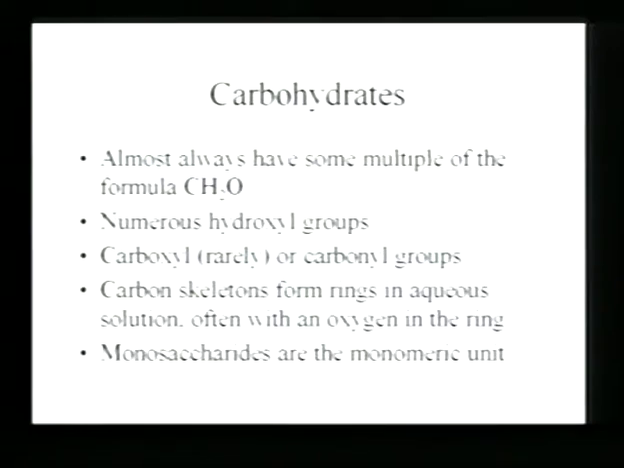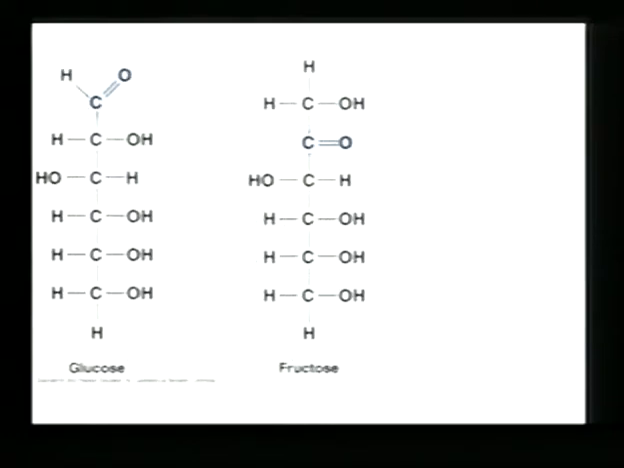These simple sugars are called monosaccharides. That's the monomeric unit that's assembled to form the polymer. Here's a couple of examples, glucose and fructose. Notice the functional groups. Lots of hydroxyls on these things. Every carbon just about has a hydroxyl on it. And that's true of fructose as well.